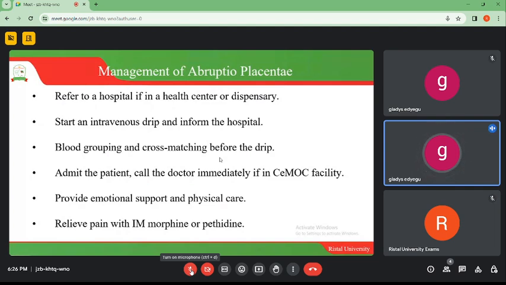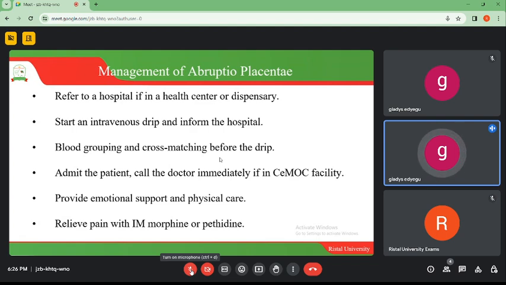Then do blood grouping and cross matching before the drip. In case you're able to do this, please do blood grouping and cross matching before you even set the drip. Remove the blood as you're putting the cannula, connect the fluids as the blood is running to the lab for grouping and cross matching. And when this mother goes with these results to the next facility where you've referred her, it will also be very easy for them to actually attend to her in time.